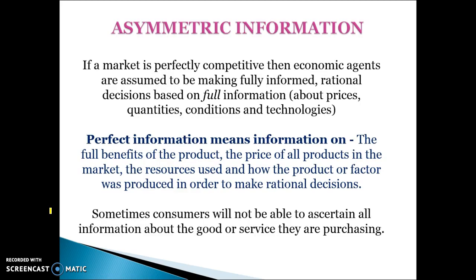So first things first, in a perfectly competitive market, so if we assume no government intervention, then we would be assuming that economic agents, so individuals, consumers, businesses, are making fully informed, rational decisions. They know everything about the prices, the quality of products, the condition, the prices of other products in the market, and the quality of those products as well. But sometimes firms don't have perfect information, so sometimes we don't know the full benefits of the product. We don't know whether the price is good value, and therefore that prevents us from making rational decisions.